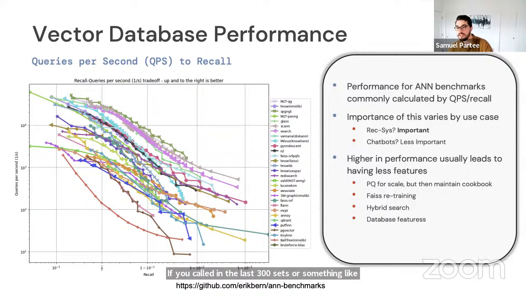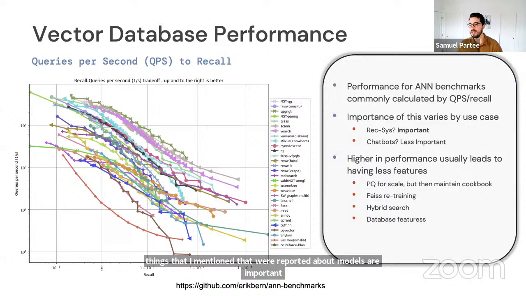And so just because QPS to recall is important doesn't mean it's the only thing. And you should consider this when you're setting up these use cases. You shouldn't just go, oh, such and such is the best, so we're going to use it. There's times and places for everything, and all of those things that I mentioned that were important about models are important for vector databases and which one you choose, in the same way.